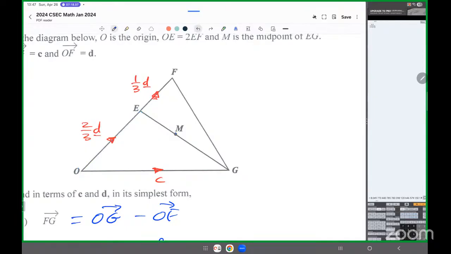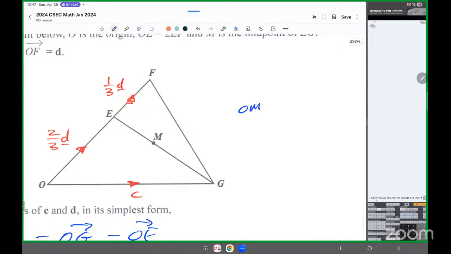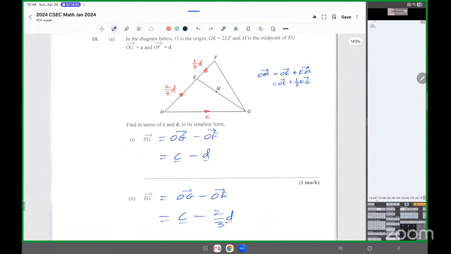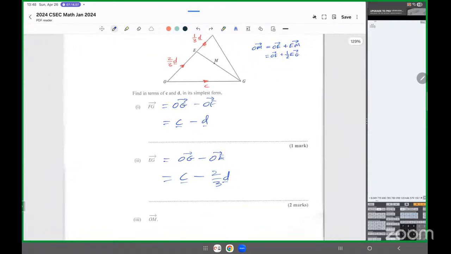Good? Let's write it up here. To go from O to M, we're going to go O to E first, and then E to M. But the E to M is half of the EG that we just found. So it becomes O to E, and then half of the EG. That's what EM is, half of the EG. And the EG is this thing. We need half of that. So that's the calculation we do.